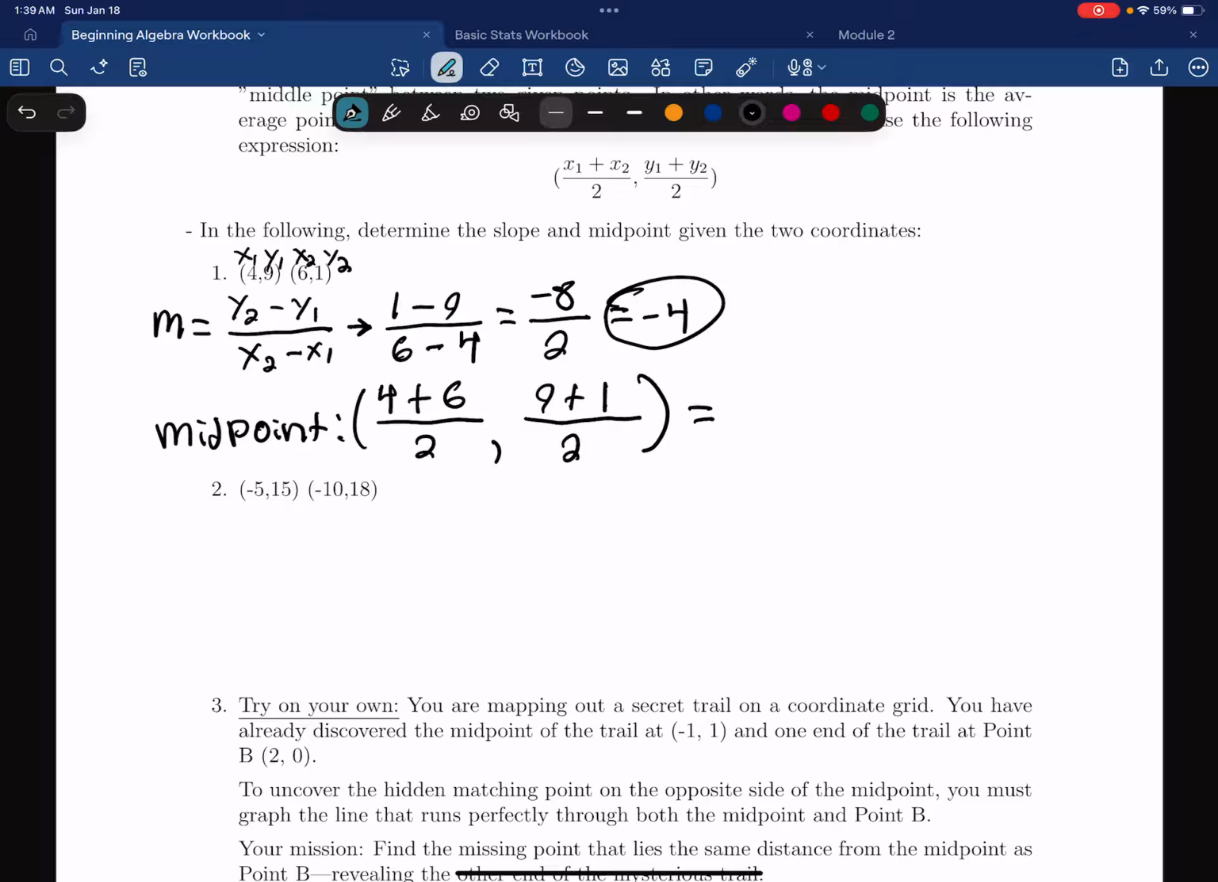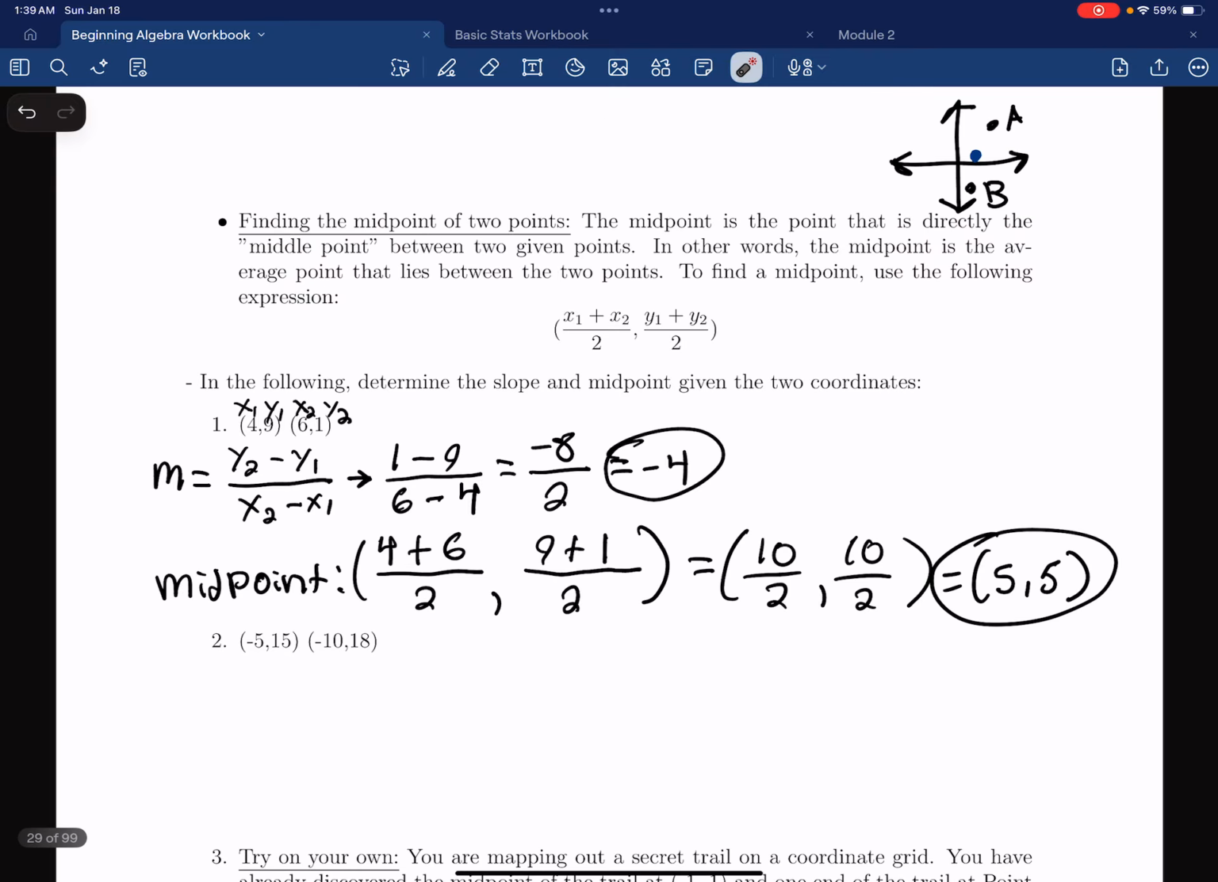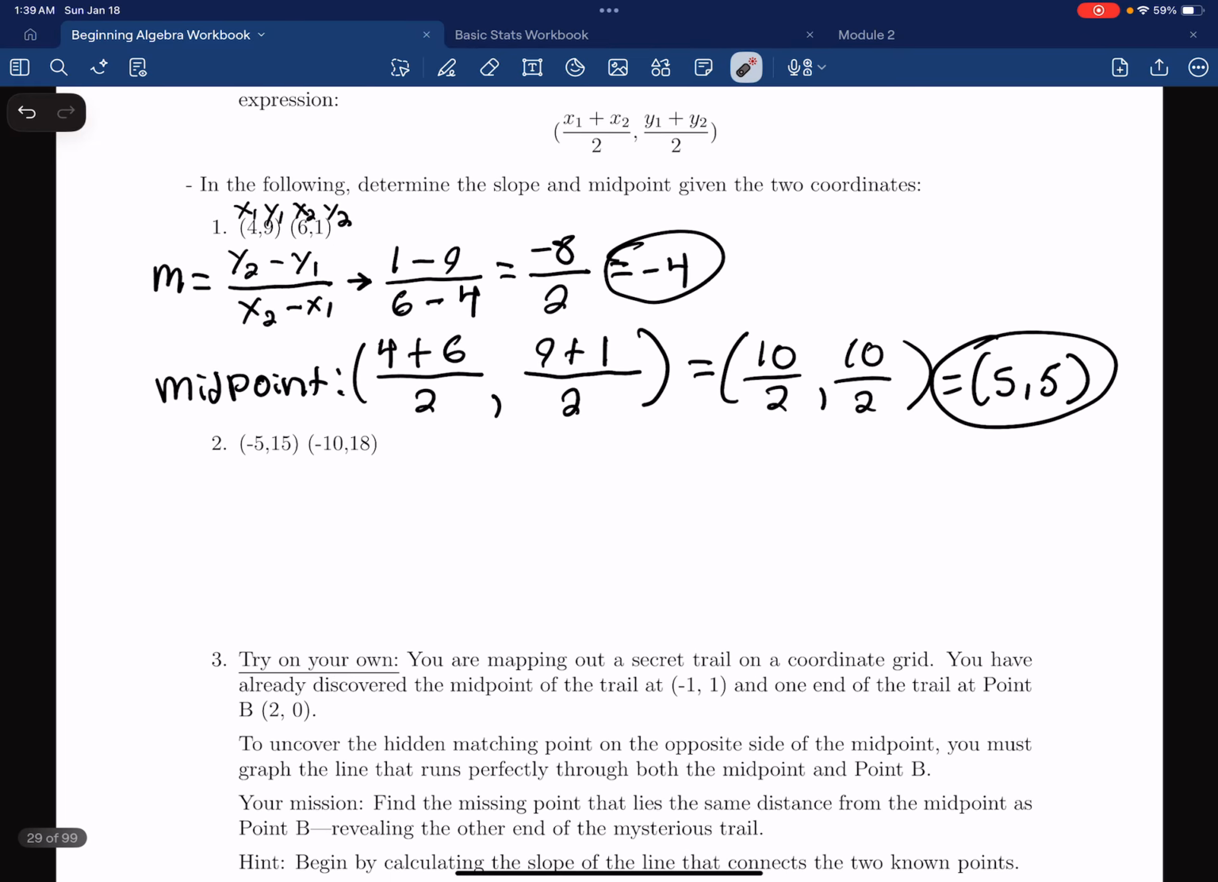So this equals 4 plus 6, that's 10, divided by 2. 9 plus 1, that's also 10, and divided by 2. Well, 10 divided by 2 is 5. So we get the point 5, comma 5. So the point 5, comma 5 is directly the middle point of these 2 points. So 5, comma 5 is the blue point of this set of points.